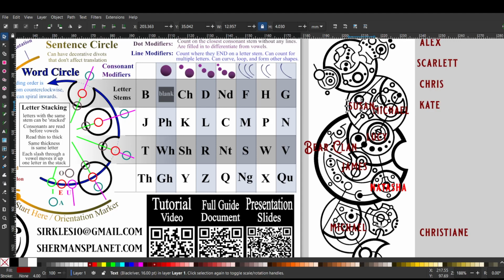Whereas this is another tricky word. Because this is a longer name, I did that bottom counterclockwise spiraling inward trick, where I have part of the word on the outside word circle and then another part of the word on the inside word circle.